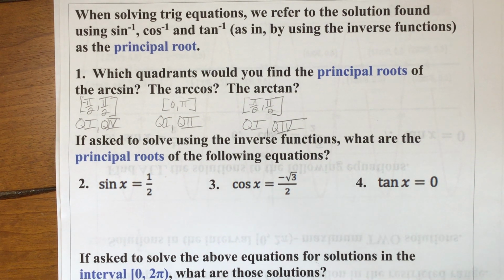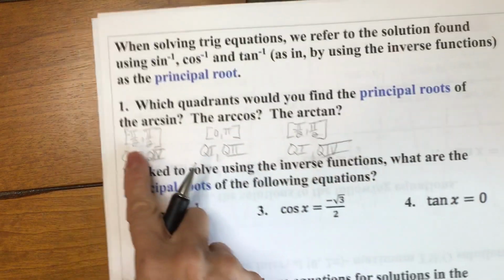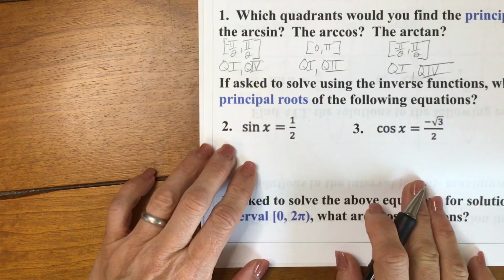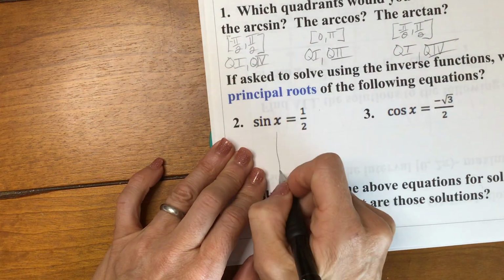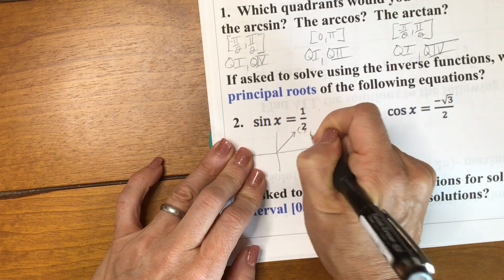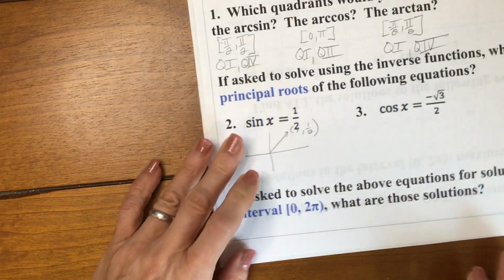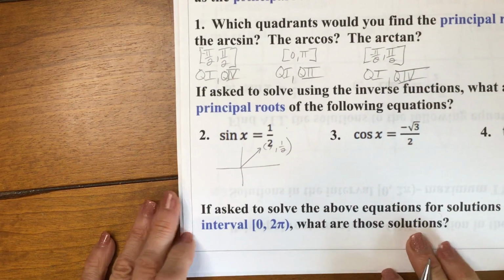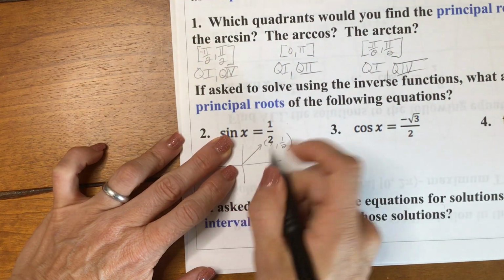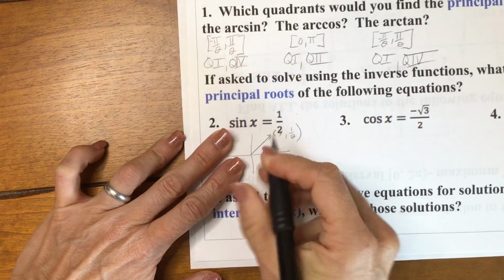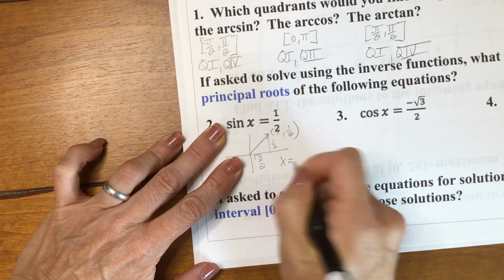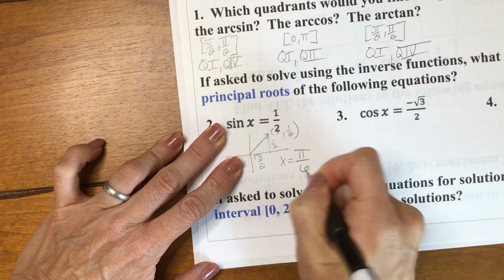So if we think about sine, between negative pi over 2 and pi over 2, the only place that sine is positive is in quadrant 1. And so somewhere out here in quadrant 1 we have an x value, and our y value for sine is 1/2. And that value there, where y is 1/2, is where x was root 3 over 2. And so x in this case is going to be pi over 6.